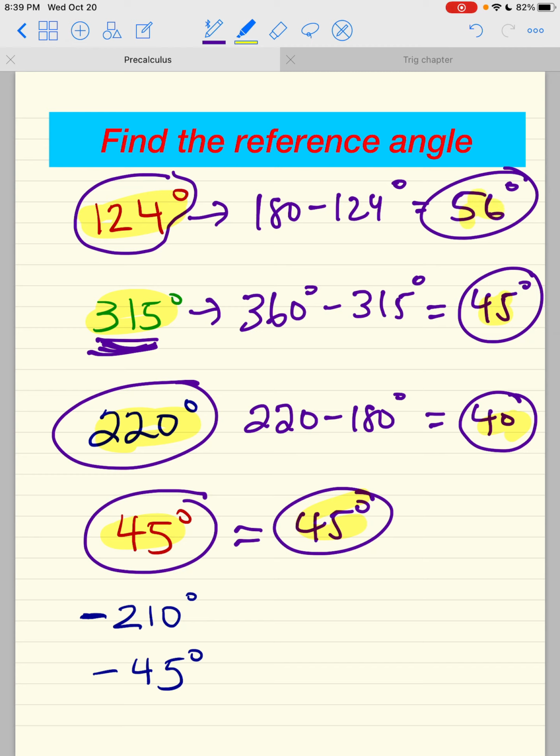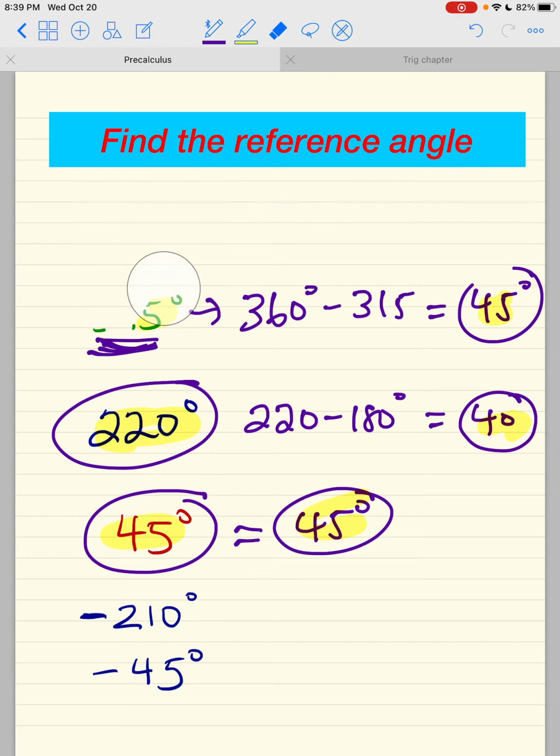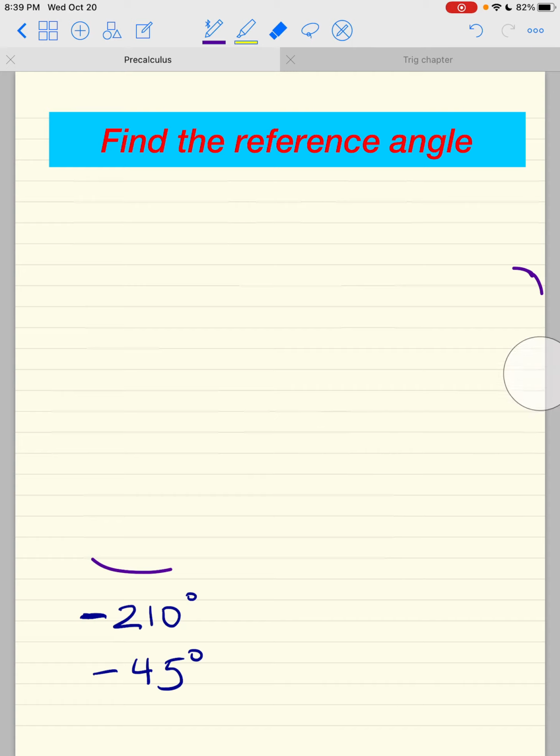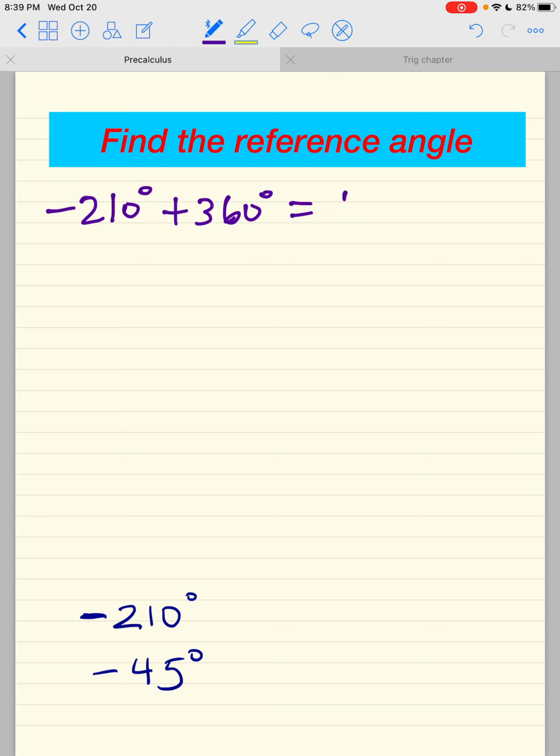Reference angles are so important. Okay, so what about these last two? Okay, if you need to go back, you can always go back to the video. I'm just gonna delete these, erase these. What about these last two? I'm gonna do negative 210. Well, this is where coterminal angles come in, everyone. I'm gonna add 360 so I can have a positive number. So that's 150. In other words, negative 210 and 150 degrees are identical, okay?